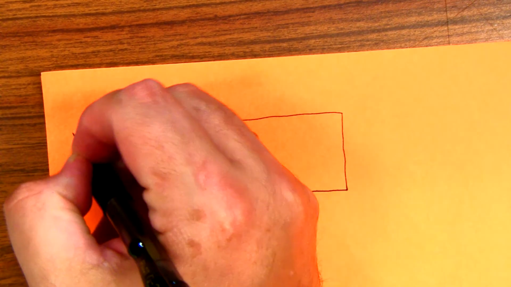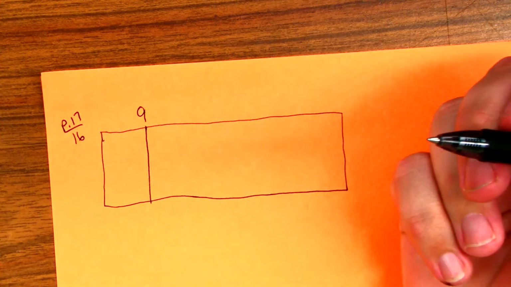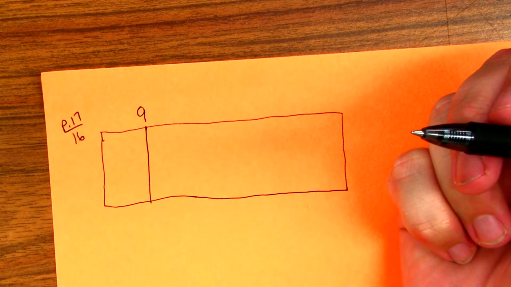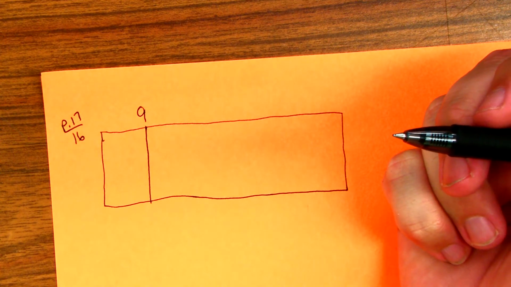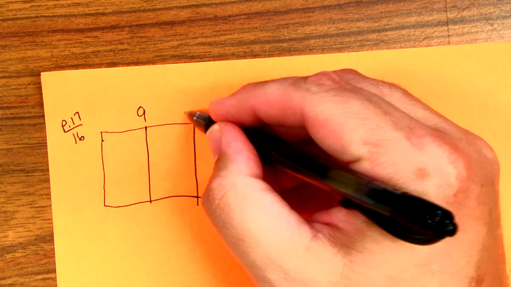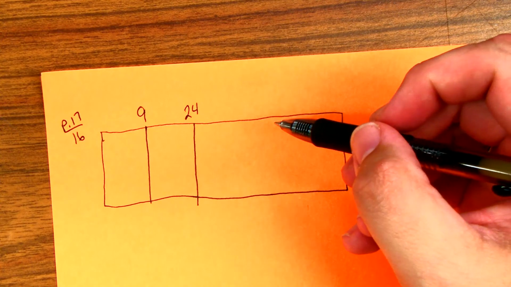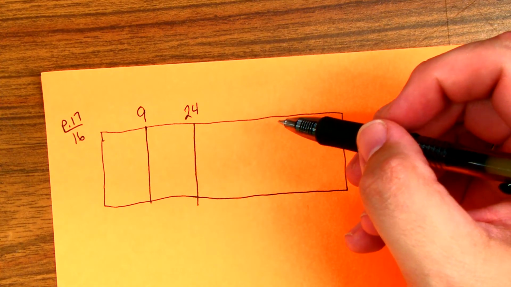So this is number 16 on page 17. It says, during the football game, a quarterback standing at the 9-yard line. So I'm going to go here and put a 9, because that's where my quarterback's at. Throws a pass and hits the receiver at the 24-yard line. And then says the receiver runs the ball halfway to the 50.